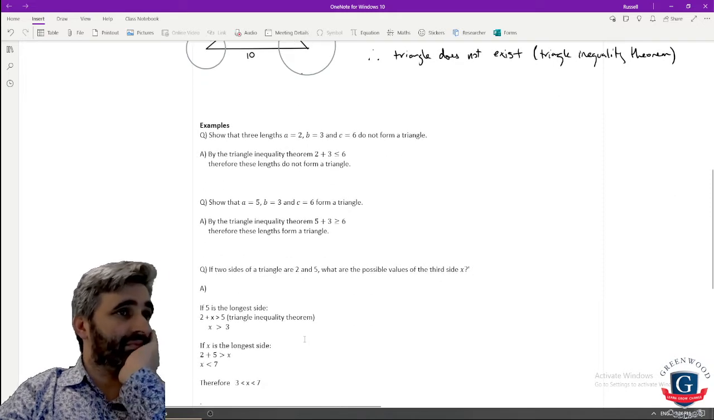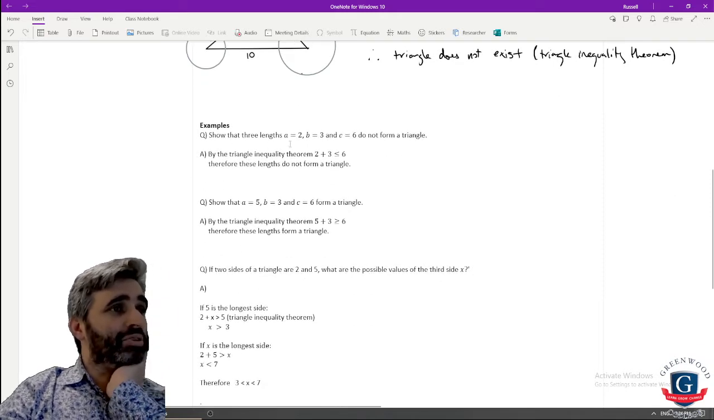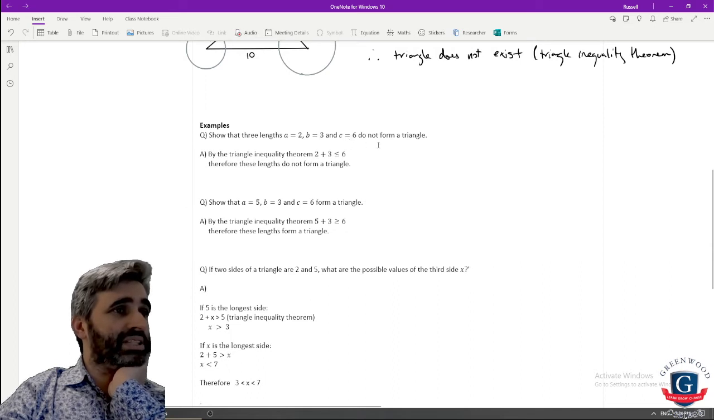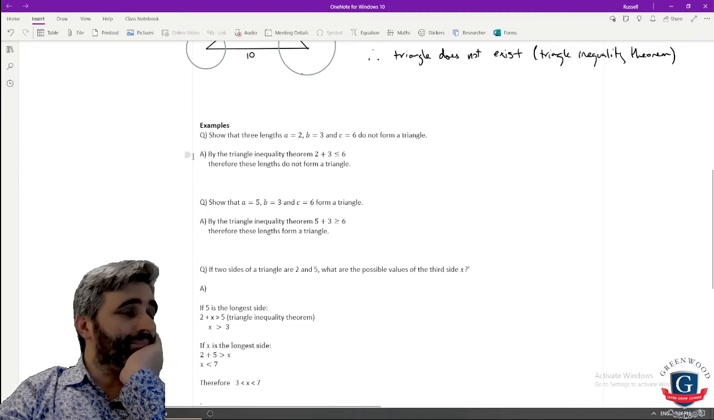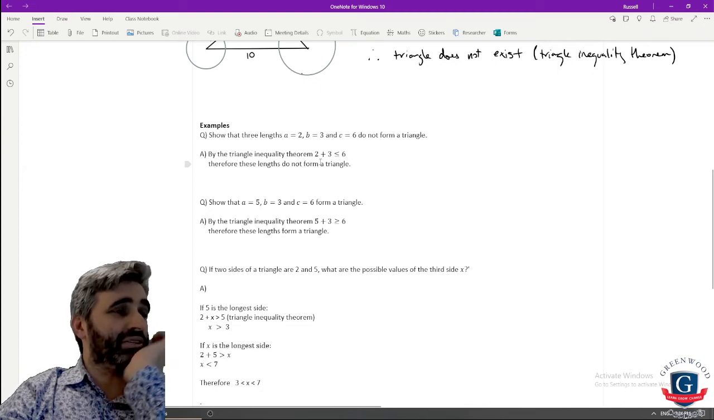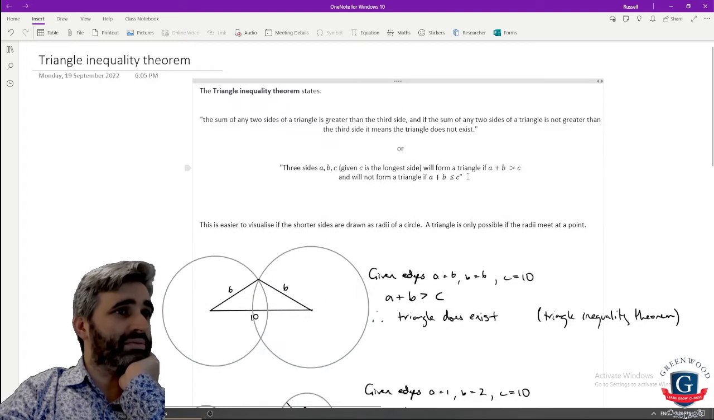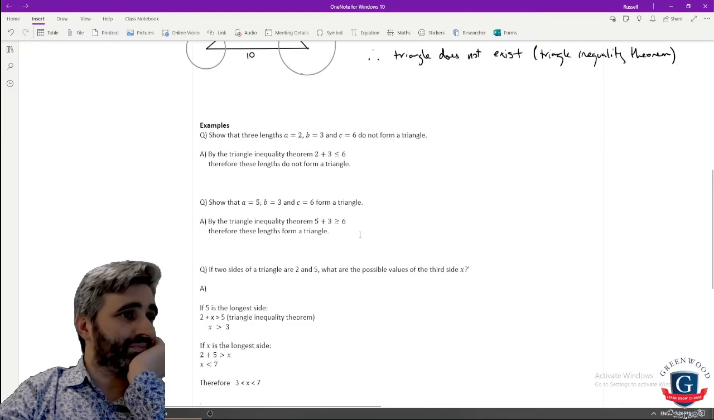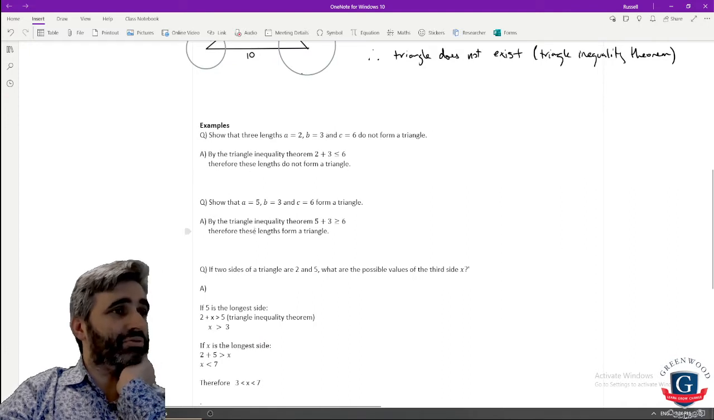So, let's see some examples. Show that three lengths A equals 2, B equals 3, and C equals 6 do not form a triangle. By the triangle inequality theorem, 2 plus 3 is less than 6, which is what we said here. Therefore, it will not form a triangle. Therefore, these lengths do not form a triangle.